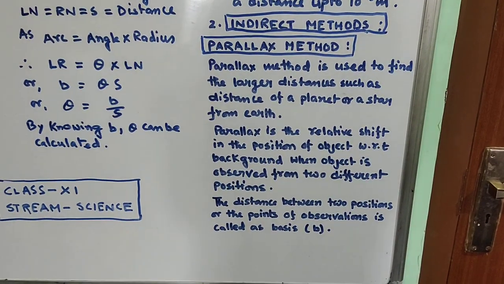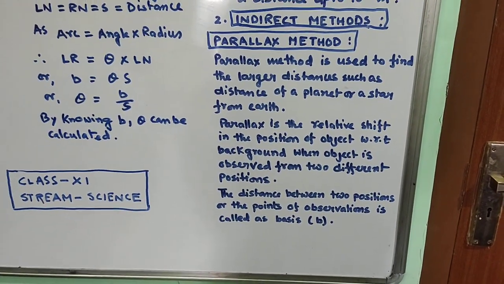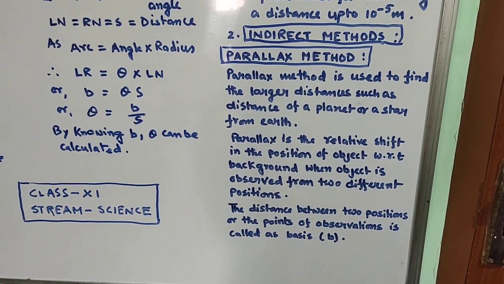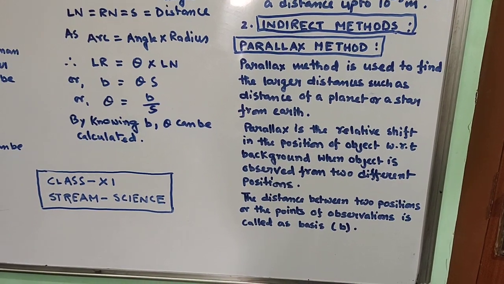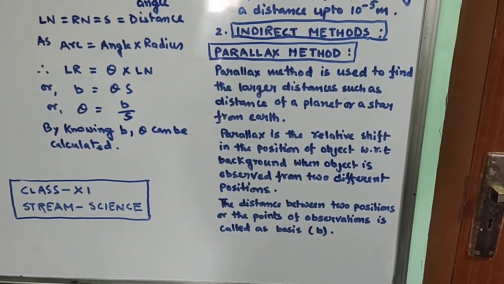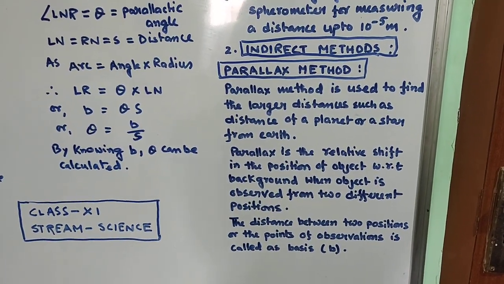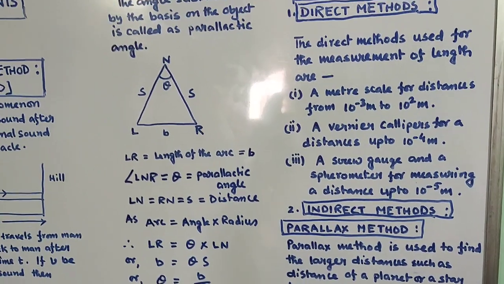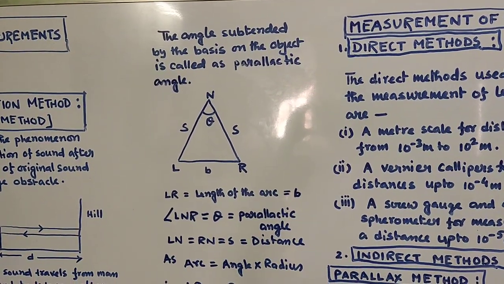Now the distance between two positions or points of observation is called basis. If you observe an object with either the left eye or the right eye, the distance between the left and right eye is nothing but your basis. So what we have written: the distance between two positions or points of observation is called basis, and we denote it by small b. Now the angle subtended by the basis on the object is called parallactic angle.